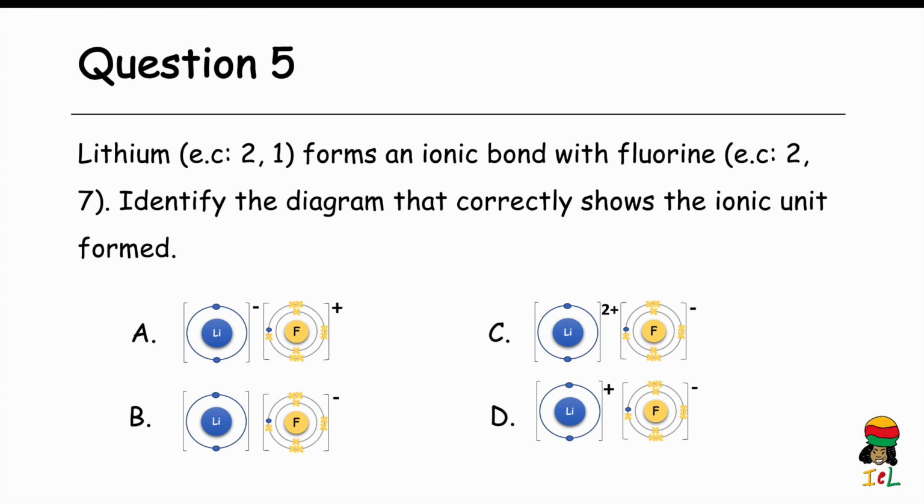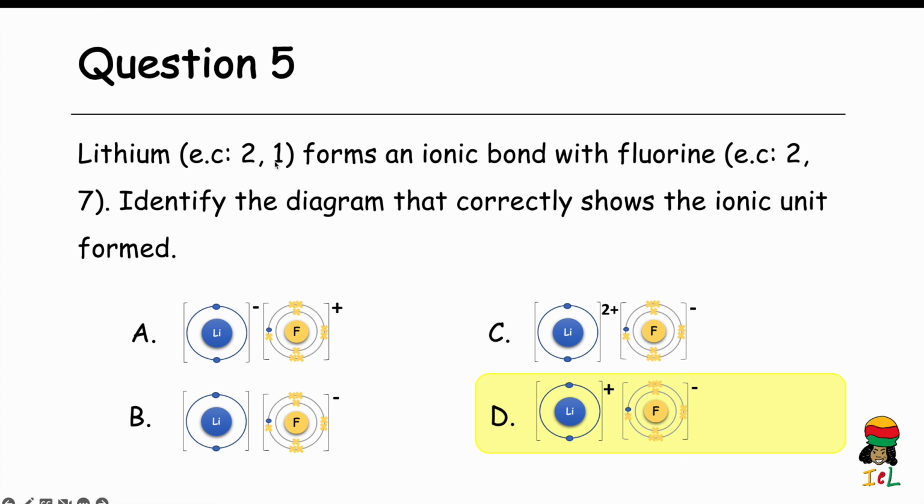Question 5. Lithium, electron configuration 2,1, forms an ionic bond with fluorine, electron configuration 2,7. Identify the diagram that correctly shows the ionic unit formed. Is it options A, B, C, or D? The answer is D.